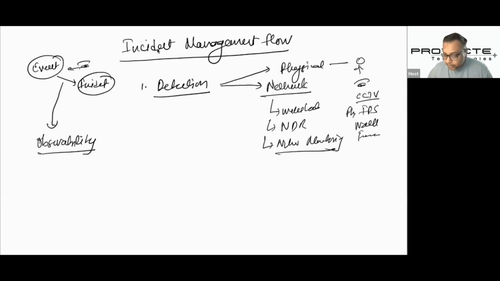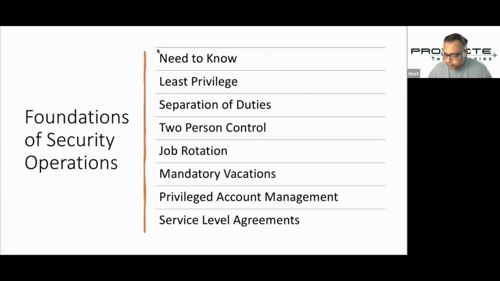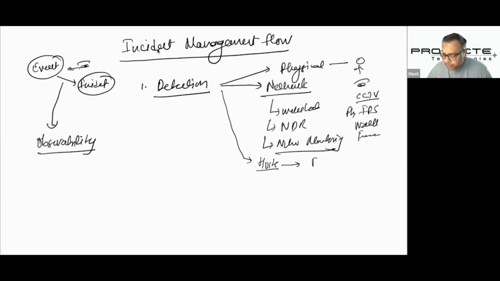So what else after network? The hosts. How do you detect on a host? You need some kind of host-based intrusion detection system. And on the network, you can have an IDS also, network-based intrusion detection systems. So you need some kind of capability to detect.